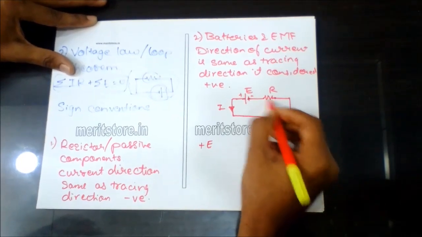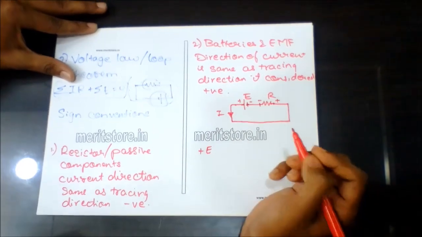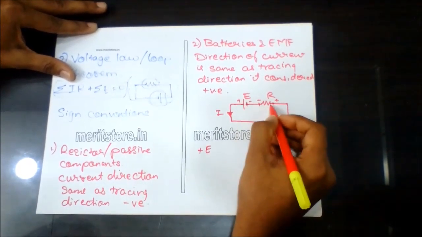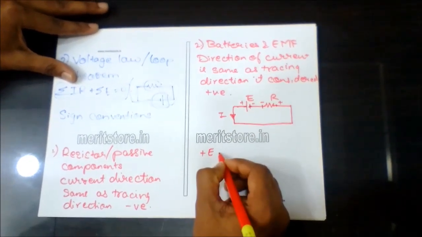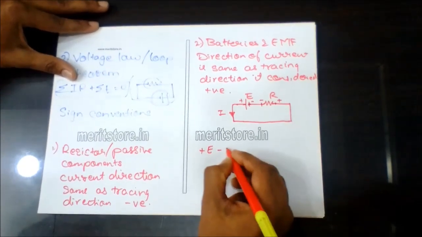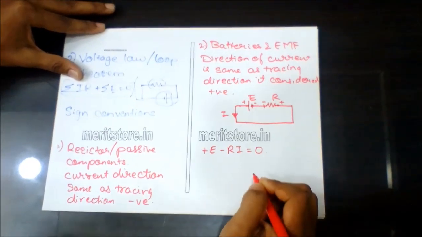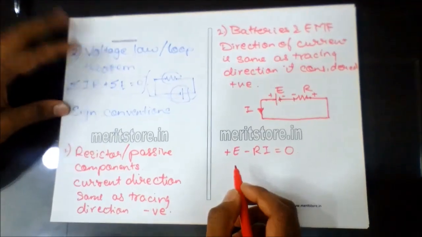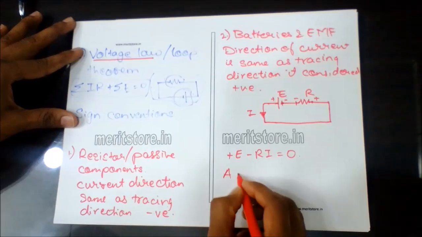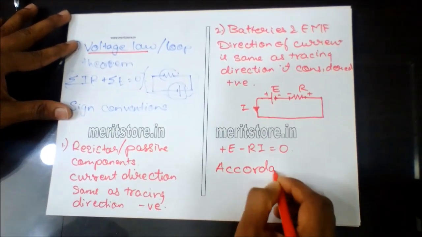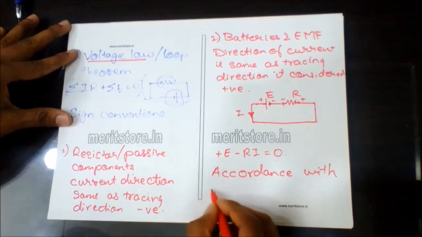and at this point the potential is greater and here it is lower, since the current is flowing in this direction. Hence, across this resistance, the potential can be written as minus IR equal to 0. This second law, the voltage law, is in accordance with the law of conservation of energy.